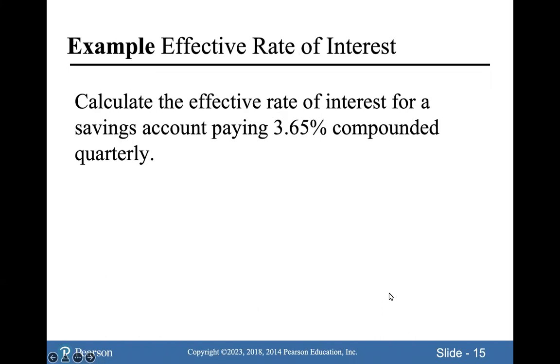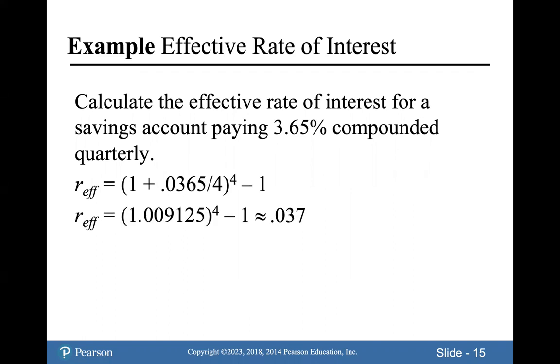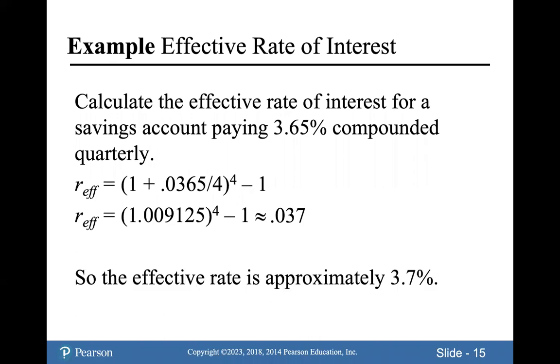So in this example, we'll calculate the effective rate of interest for a savings account paying 3.65% compounded quarterly. So the effective interest rate would be 1 plus 0.0365 divided by 4, that quantity to the 4th power, and then subtract 1, which comes out to about 0.037. And that means that the effective interest rate is approximately 3.7%.